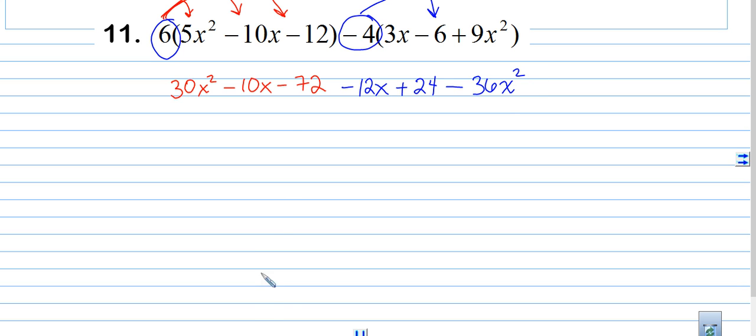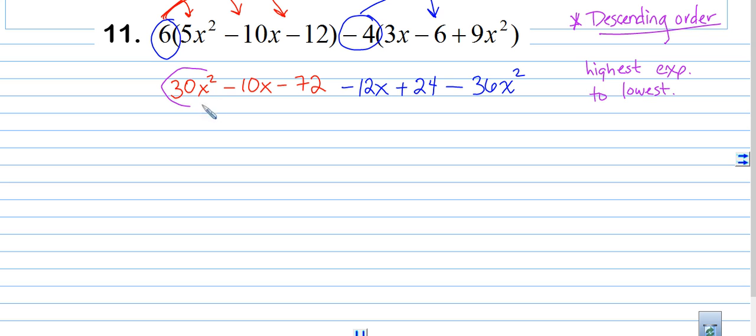So now we go through and combine like terms. We didn't really talk about this in the first couple of questions because it was laid out that way, but you always need to do descending order, which is really easy when you have one variable. You just do the highest exponent to the lowest. Okay? So the highest exponent here is a square, so we'll do the squares first. So 30x squared minus 36x squared is negative 6x squared.